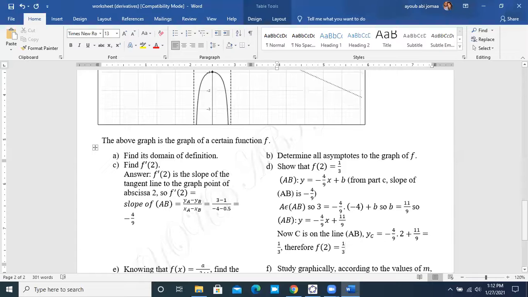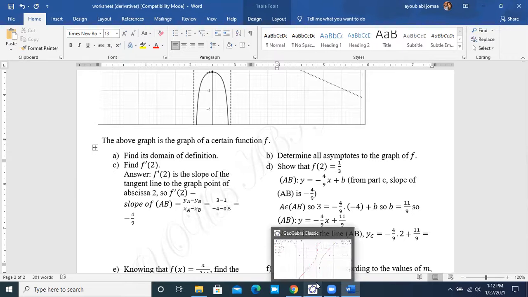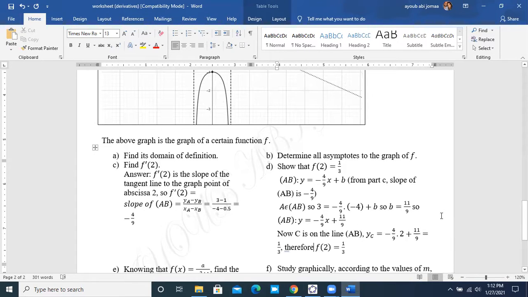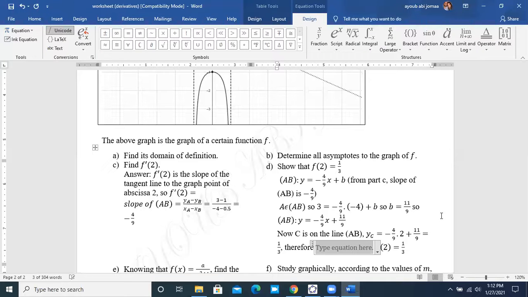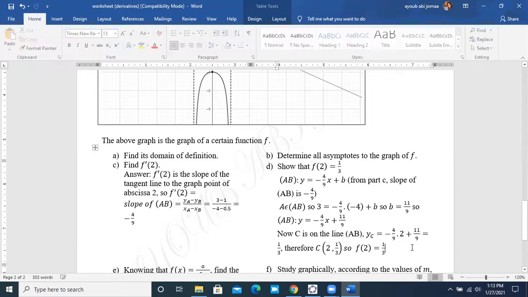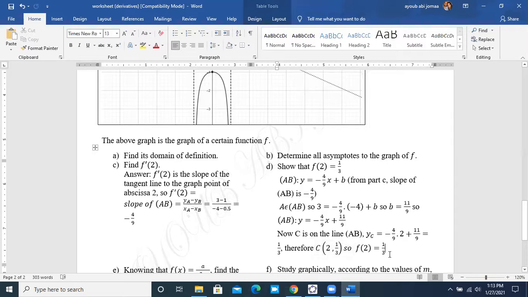Because we know a point on the curve has coordinates x, f of x, meaning the y is f of x. So therefore C has coordinates 2 and 1 over 3. Okay. So f of 2, it is y, it is 1 over 3. Is that clear for all of you?